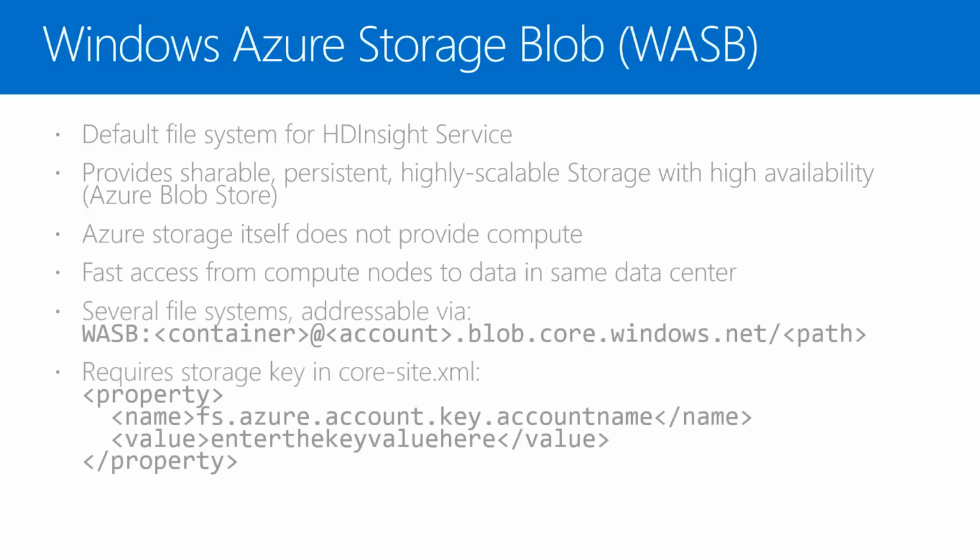So how do you access your storage blob? Your Windows Azure storage blob is segregated with a container and an account. If you look into your HDInsight configuration, you will find fs.azure.account.key.accountname, wherein you need to specify which storage account is the default storage for the cluster.